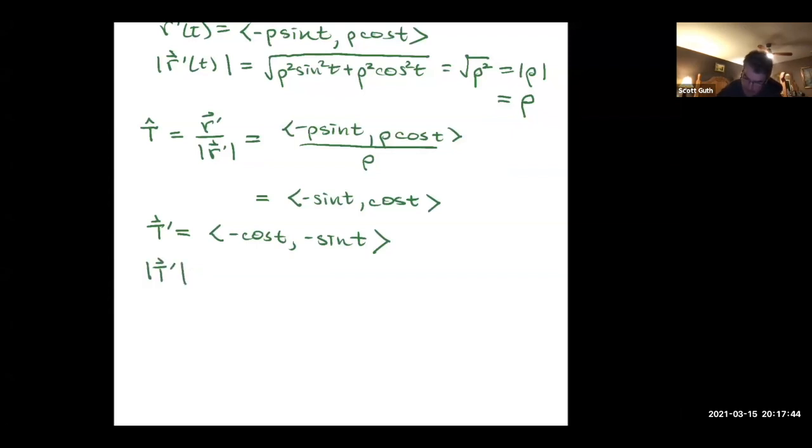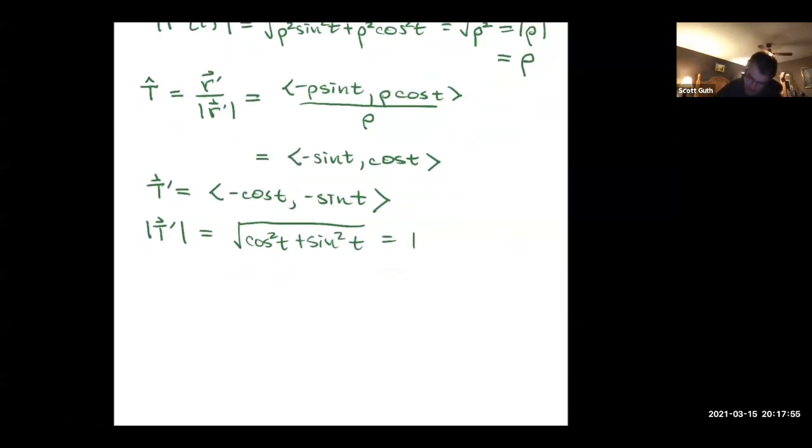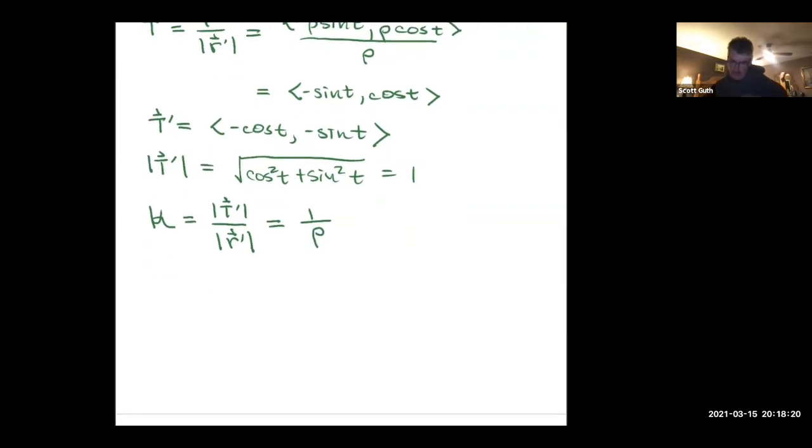This is a unit vector, so this is just going to be the square root of cos squared t plus sine squared t, which is 1. So kappa is the magnitude of T prime over the magnitude of R prime. That was the first computational formula that we came up with. Okay, and so the magnitude of T prime is just 1, and the magnitude of R prime is rho. So this is 1 over the radius of the circle.